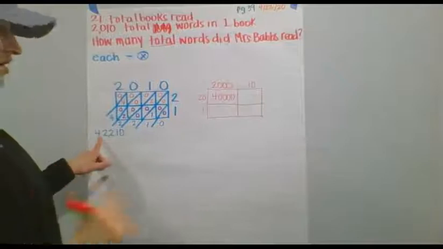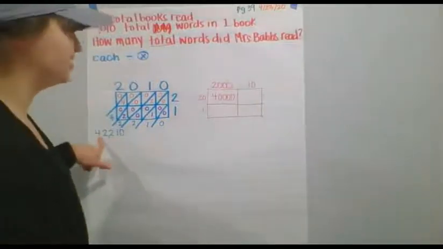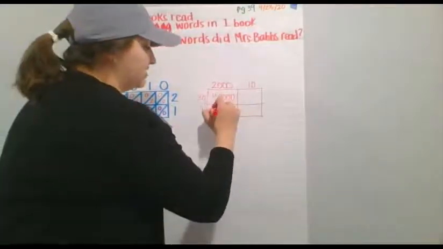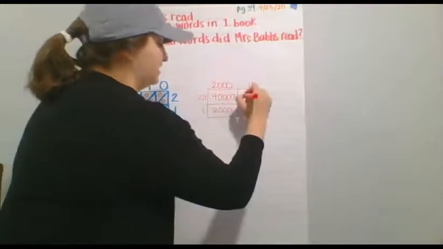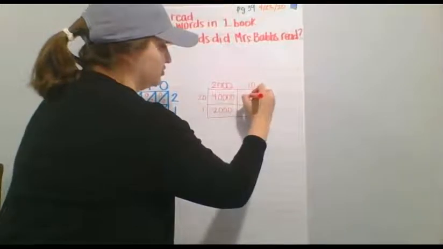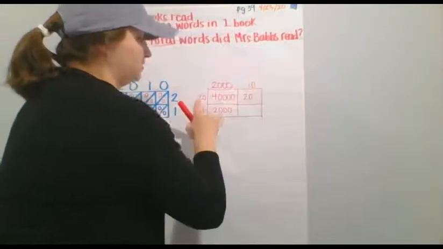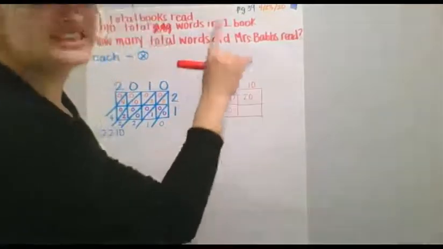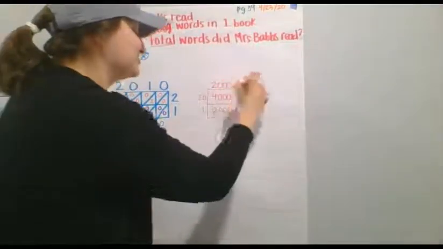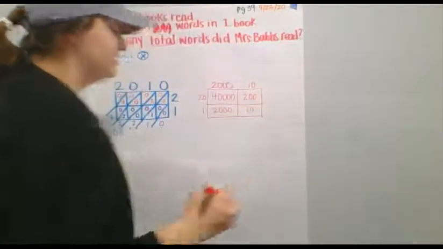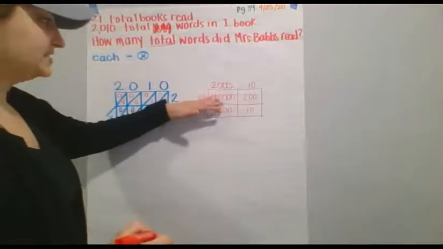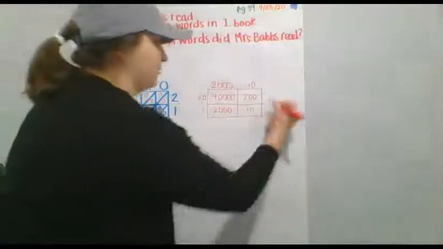So you'll notice we already have a number that's going to get us close to 40,000. 1 times 2,000 is going to be 2,000. 2 times 10 is 20. Add your 0. 2 times 1 is 2. Add your 2 zeros. And then 1 times 10 is 10. So now what we're going to do is add together these 4 numbers.